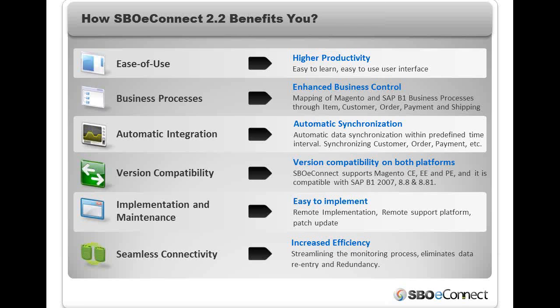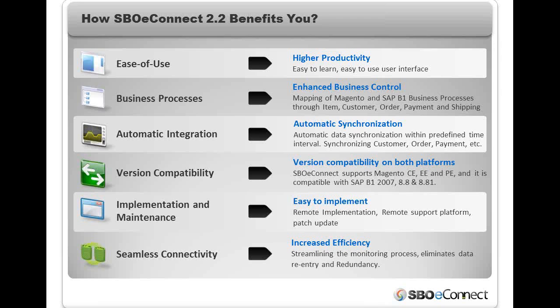SBOeConnect 2.2 provides a fully automatic integration between these two platforms. After a predefined time interval of 3 minutes, Magento and SAP Business One will integrate with each other and exchange whatever data are available. That means after 3 minutes, if it finds 50 web orders or 100 customers to synchronize, it will synchronize all, and when no data is available, it will get idle. The automated service will stay idle for another 3 minutes.